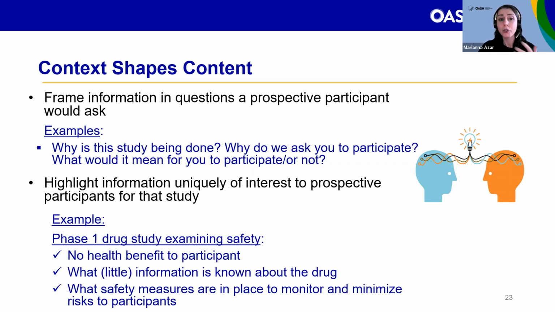For example, you're trying to communicate information about a phase 1 study that aims to examine the safety of a drug. What information might be uniquely of interest to the prospective participants of this type of research? Well, they might want to know that there are no health benefits to them, right? Because it's a phase 1 study. They'll want to know what is already known about this drug, and they'll probably be curious about the safety measures that are in place to monitor or minimize the risks that they might face as a result of ingesting this drug. Everything else, including the science and the high-level explanation for why this research is important, might not be the kind of content that is relevant in the context of a phase 1 study and a phase 1 study participant.